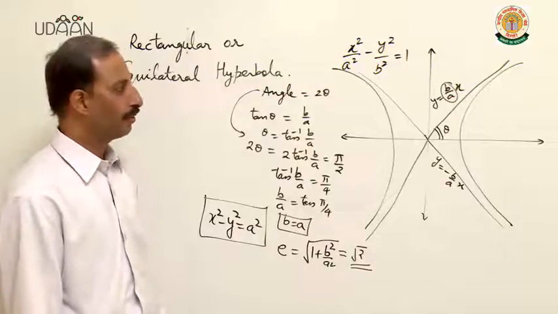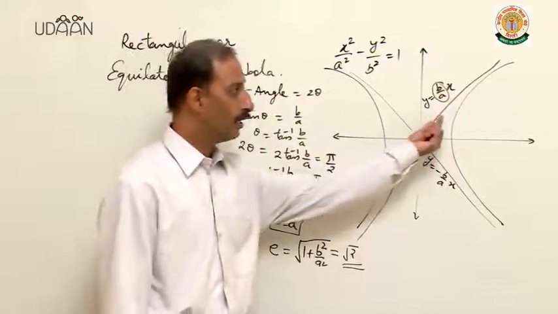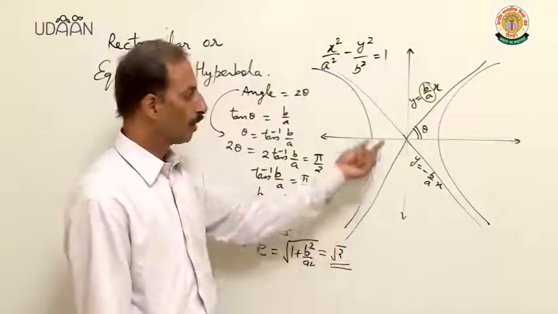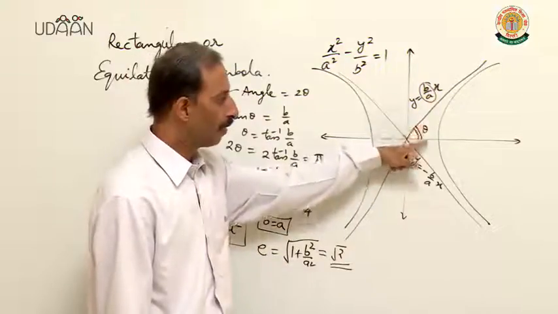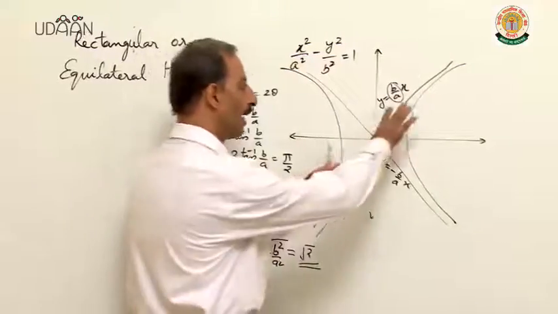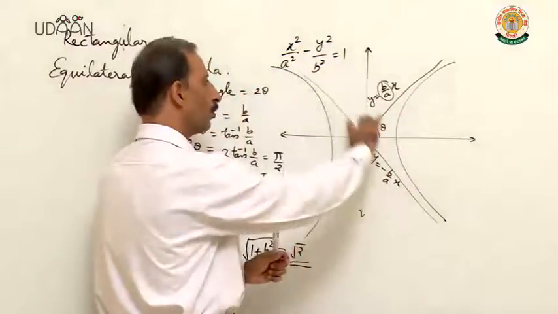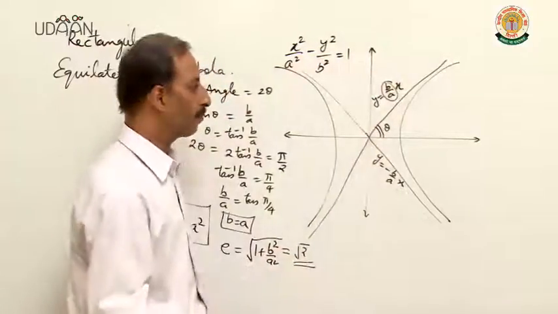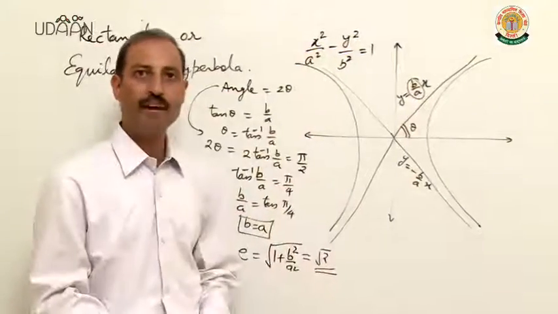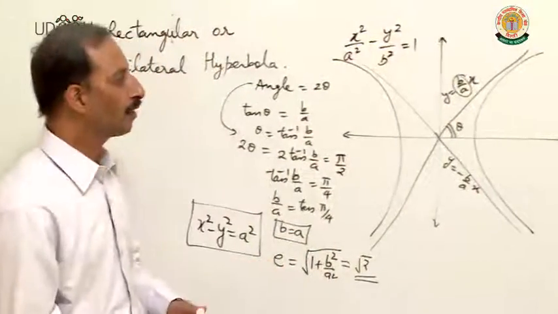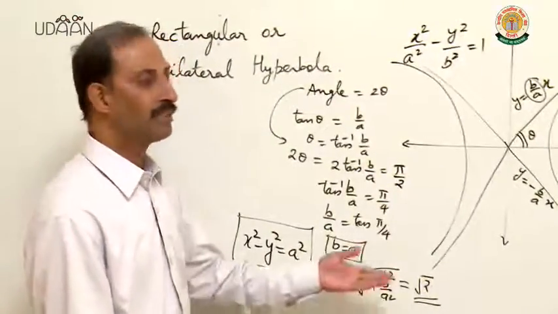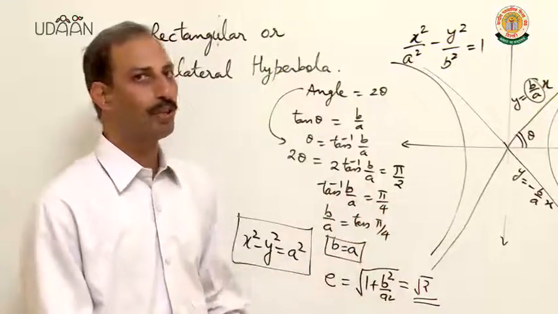If we rotate the asymptotes through an angle theta, so that this asymptote coincides with the x-axis and this asymptote coincides with the y-axis, then this hyperbola will rotate and we will find the equation of the hyperbola when we rotate the asymptotes, or you can say the axes, through an angle. Then what is the equation of the new position of the hyperbola?